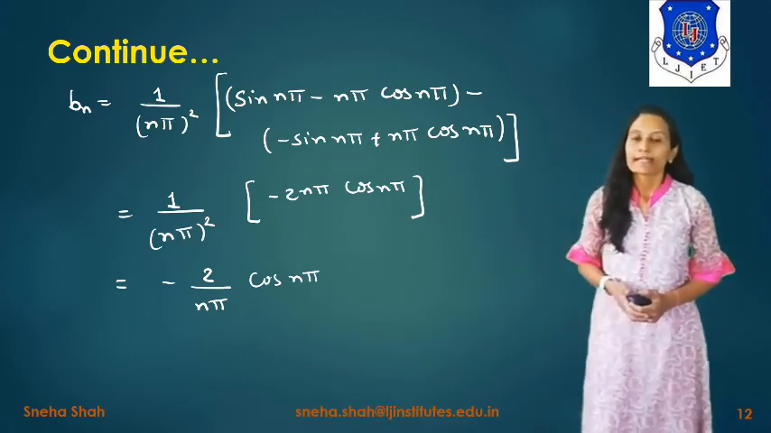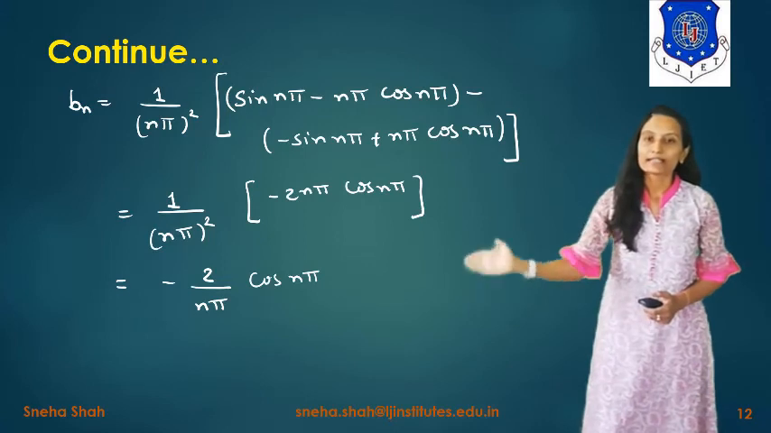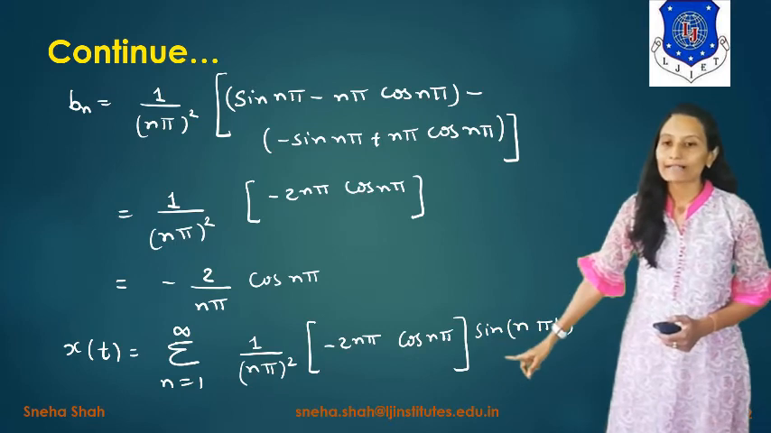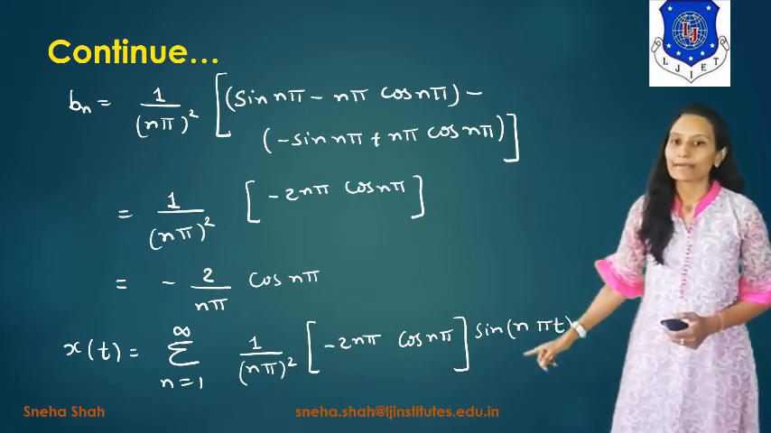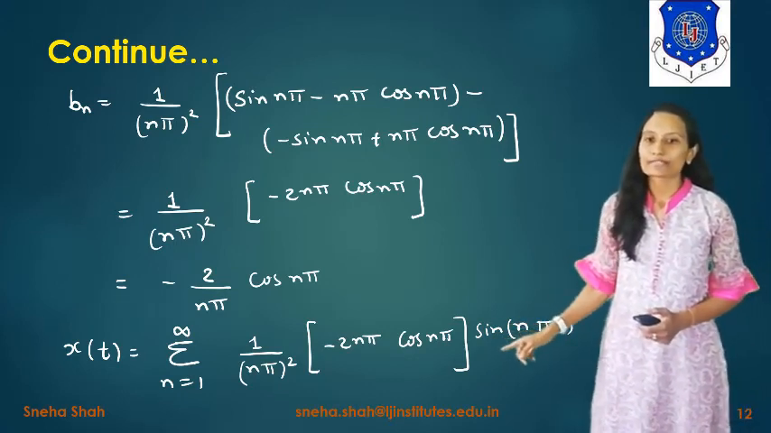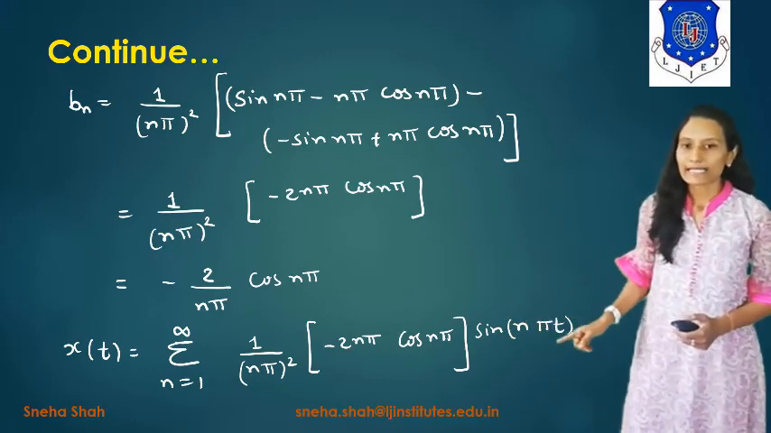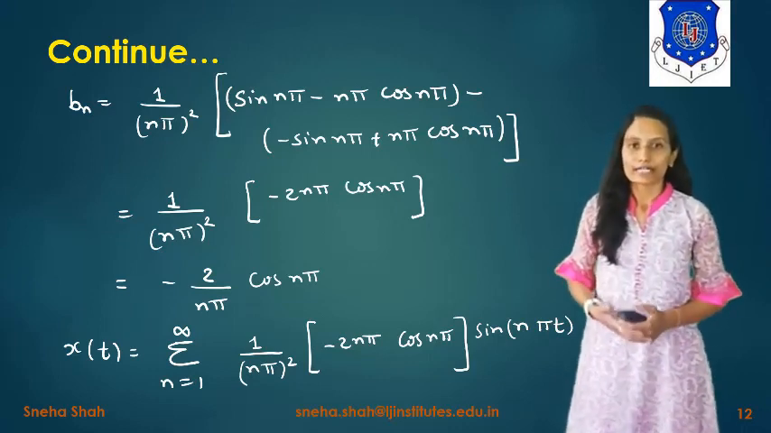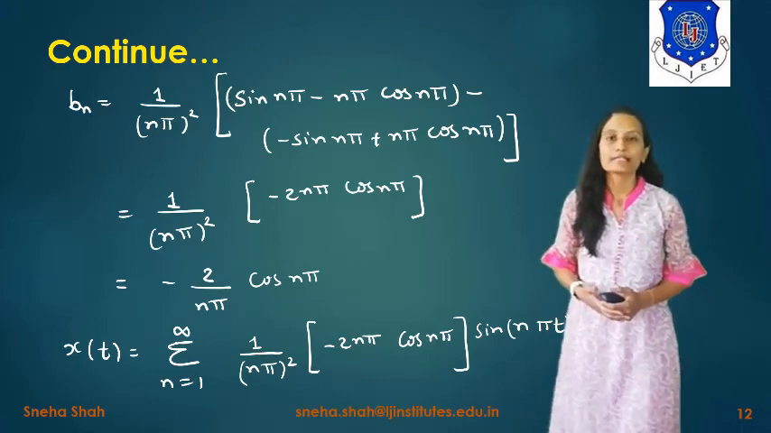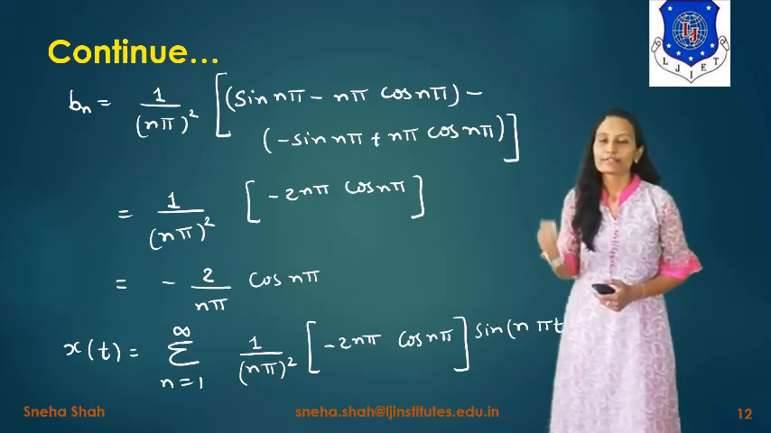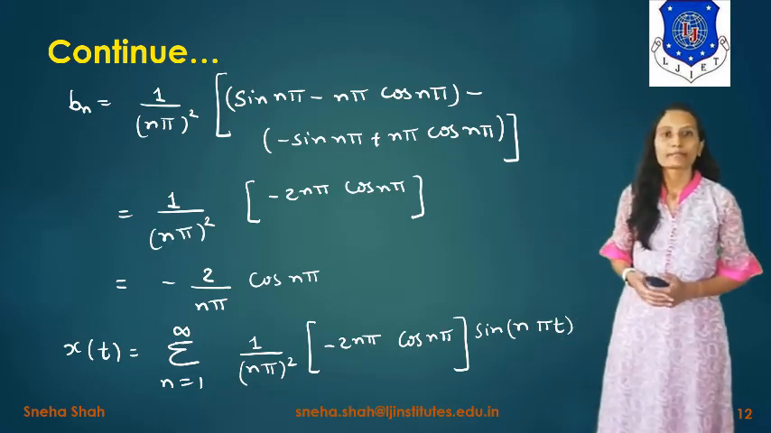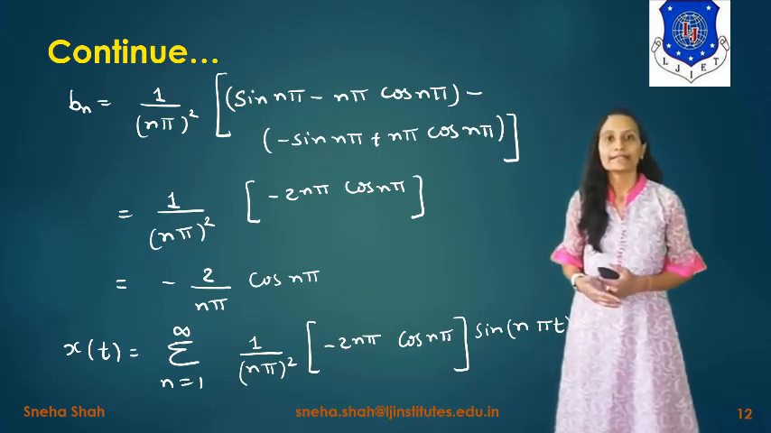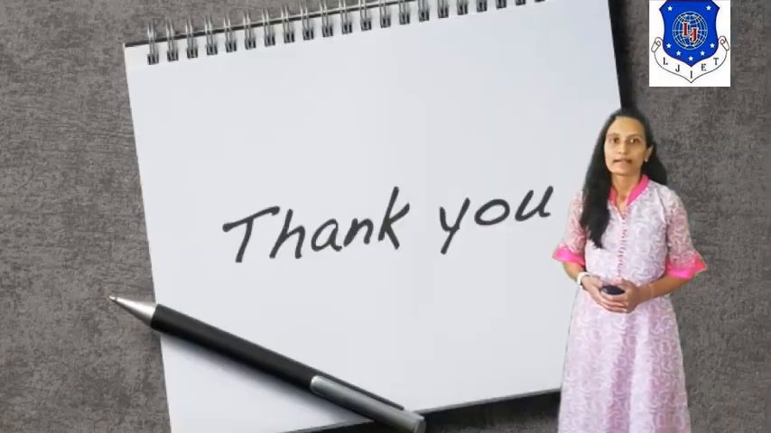Now if we put the value of Vn in the equation of x of t, the final answer of x of t equals summation n equals 1 to infinity of minus 2 upon n pi cos n pi into sin n pi t. So this way we can find the trigonometric Fourier series for any example using waveform symmetries. The calculation is reduced by the reduction in the number of coefficients. In the next session, I will start with the next type of Fourier series. Thank you so much.